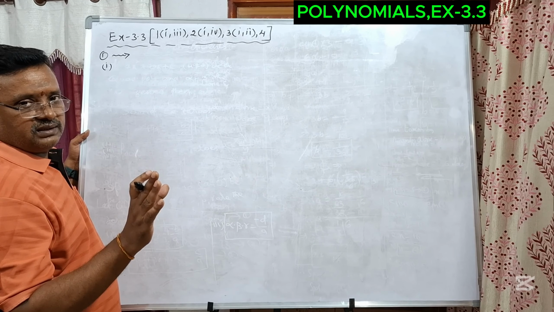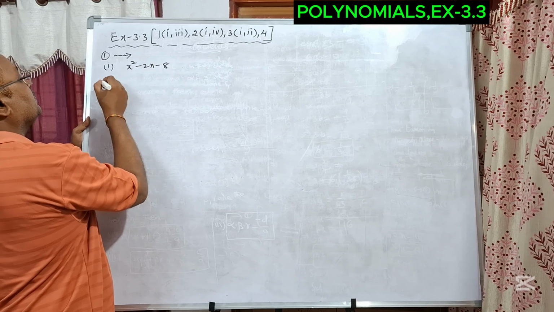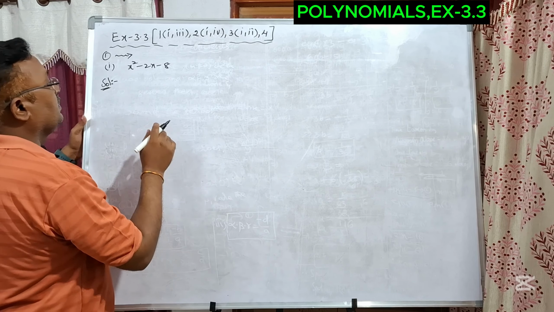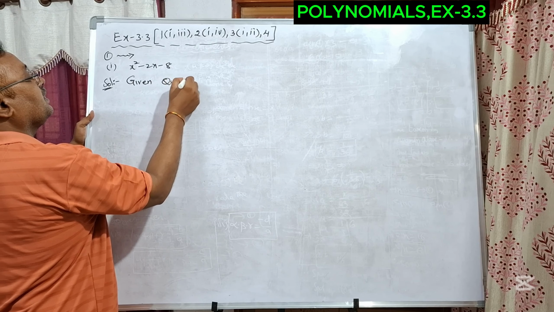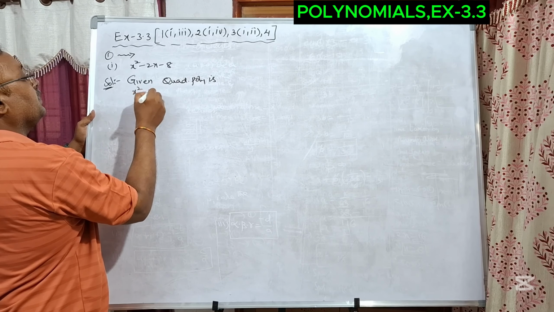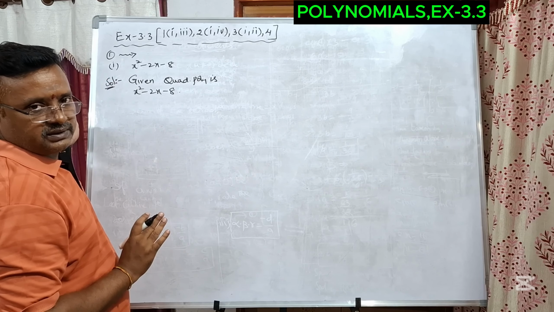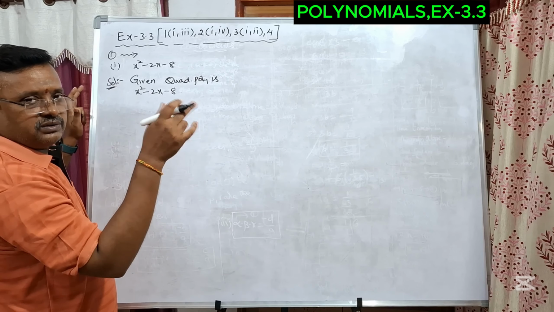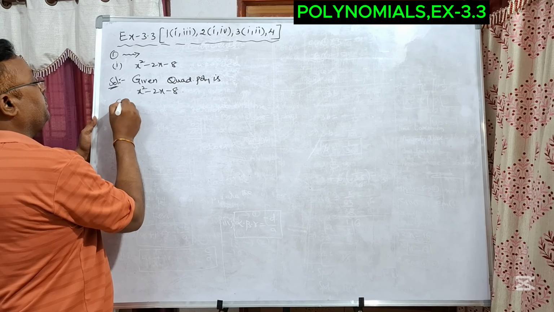The first question is x square minus 2x minus 8. What is the solution? The given quadratic polynomial is x square minus 2x minus 8. They are asking to find the zeros of this one first, then check the relation between the zeros and the coefficients. Okay, this is the given quadratic polynomial.